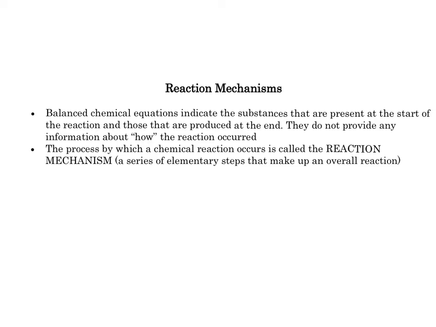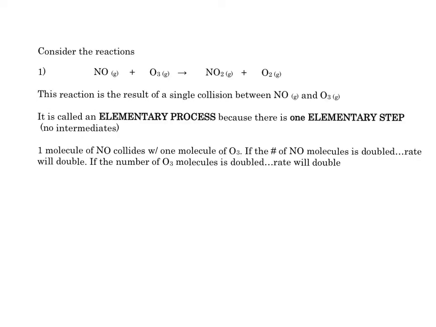And it's a series of steps that we call elementary steps that make up an overall reaction. Consider the reaction. So nitrogen monoxide plus ozone will produce nitrogen dioxide and oxygen gas. This reaction is the result of a single collision between the nitrogen monoxide and ozone. So it's called an elementary process because there's one elementary step. There's just these two molecules collide, nothing else happens.